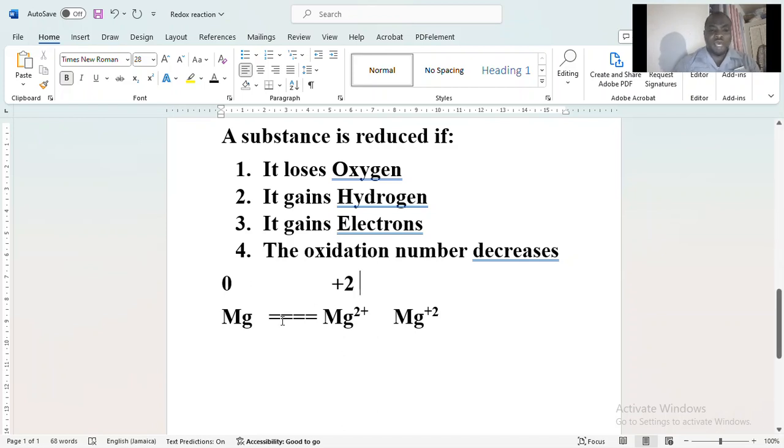Now, even though I have my equal signs here, really these represent the reaction arrow. So just forgive me for that. If you look closely, the oxidation state is moving from 0 to +2, which simply means that the oxidation number is doing what?